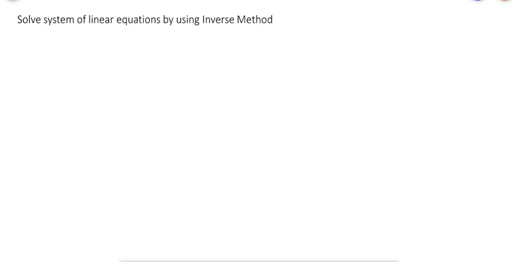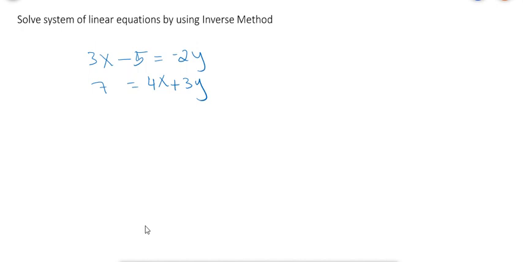To solve a system of linear equations by using the inverse method, let me give an example. Say you have 3x minus 5 is equal to minus 2y, and 7 is equal to 4x plus 3y. How to solve this system of linear equations?